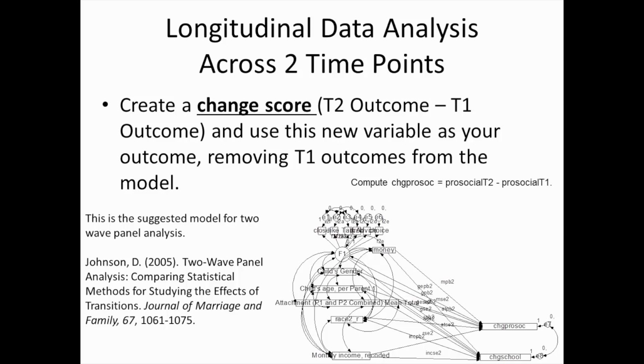David Johnson wrote a paper on two-way panel analysis and suggested that when you're studying the effects of transitions, a change score would be most appropriate. Honestly, there's people who would argue either way. So there's mixed opinions among researchers as to what's best, a change score or this predicting time 2, controlling for time 1.